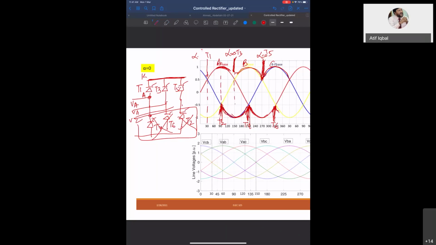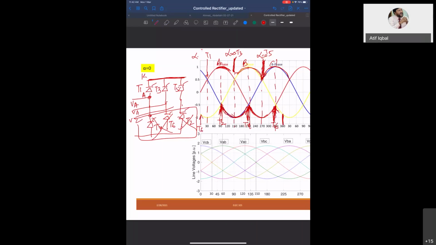I will divide this in 6 intervals. So you see here, from here, T6 has started. This is my 360 degree. One cycle is finished. So this is symmetrical. So T6 is also operating here.